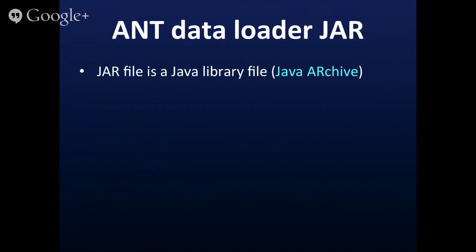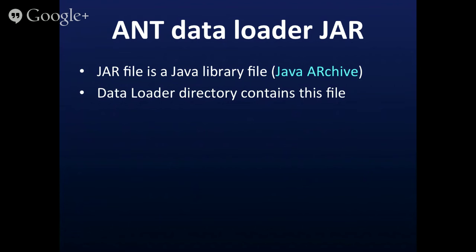So as I mentioned before, there's a jar file that we'll make use of in our Ant script to do all the data loader heavy lifting. A jar file, if you don't know, is a Java library file, and jar is an acronym that comes from Java Archive. You can find this file in your data loader directory. So if you go into Salesforce, like I showed you, download data loader and install it, somewhere in that directory structure, I don't remember exactly where, you'll find that file.